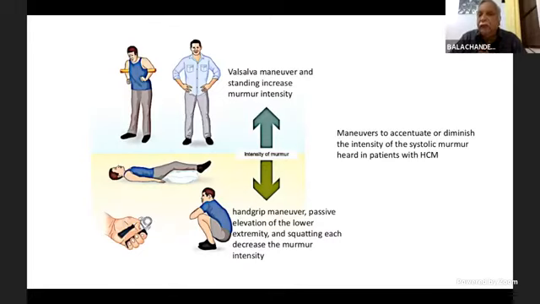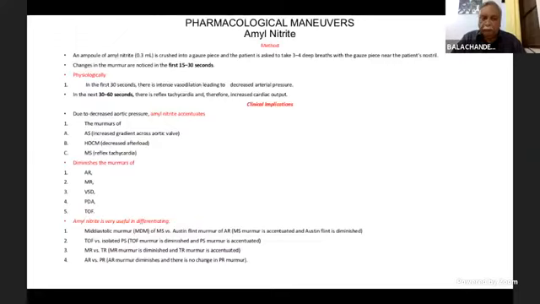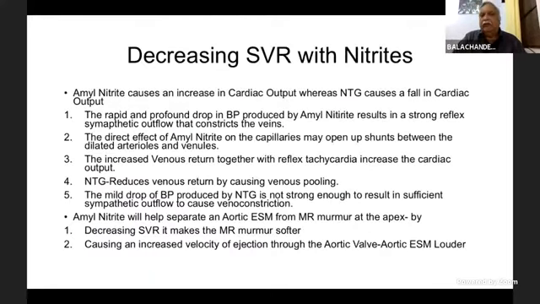Hand grip maneuver, passive elevation of the lower extremity, and squatting each decrease the murmur intensity. So these are some of the summary or revision from what we have told. I won't deal much with amyl nitrate because it's not available, number one. So the pharmacological maneuvers of amyl nitrate perhaps are not important. But sometimes you do get a fall in systemic vascular resistance with nitrates.